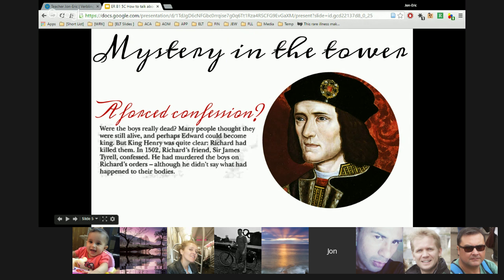Richard had killed them. In 1502, Richard's friend Sir James Tudor confessed. He had murdered the boys on Richard's orders, although he didn't say what had happened to their bodies. Oh my goodness. So the mystery continues. We still need to know what happened to their bodies, because if there's no bodies, that means they're not dead. And if they're not dead, that means someone else should be king. See how this is shaping up, our mystery?